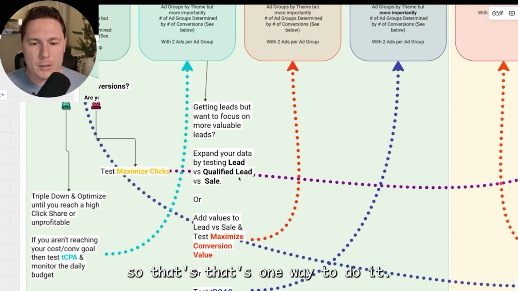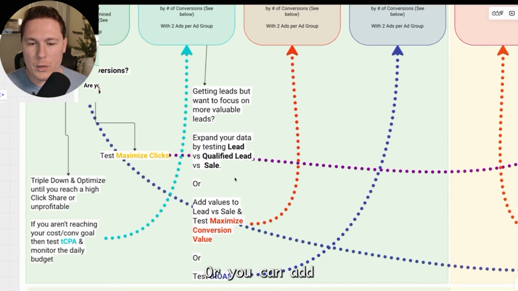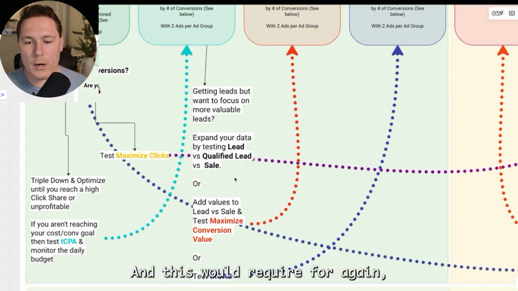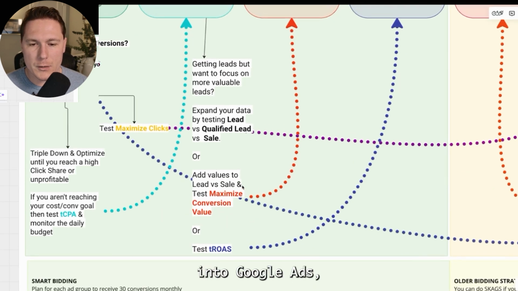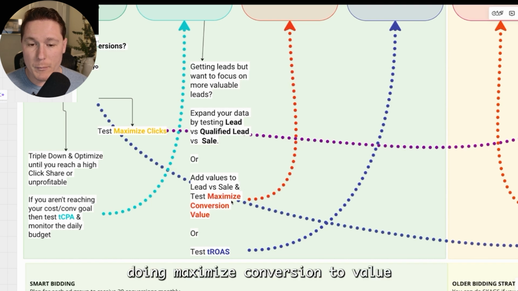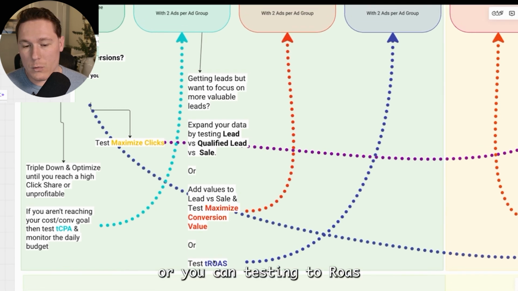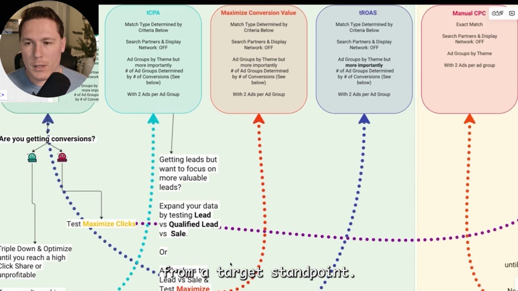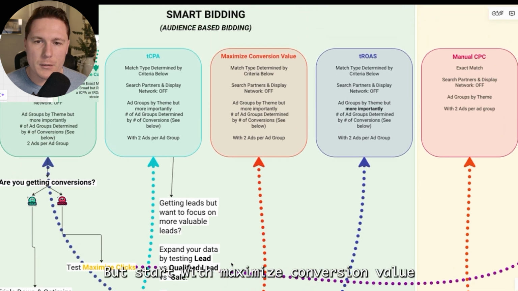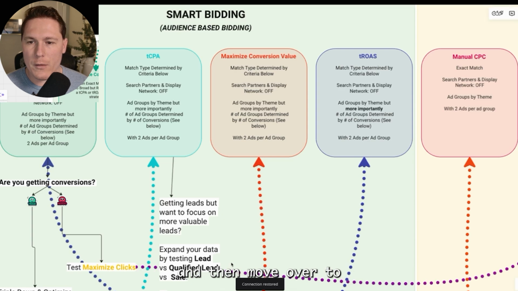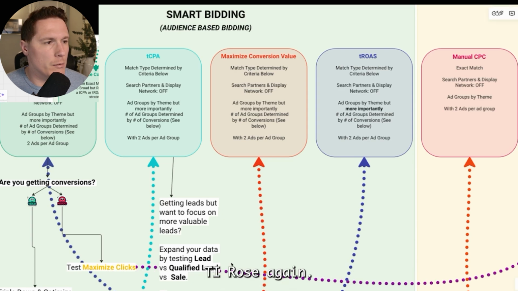So that's one way to do it. Or you can add values to the lead and sale objective and conversion objective. And this would require, again, you being able to pipe that data back from the CRM into Google Ads. So you can test doing maximize conversion value, or even testing TROAS from a target standpoint. And that would be a great idea, but start with maximize conversion value and then move over to TROAS.